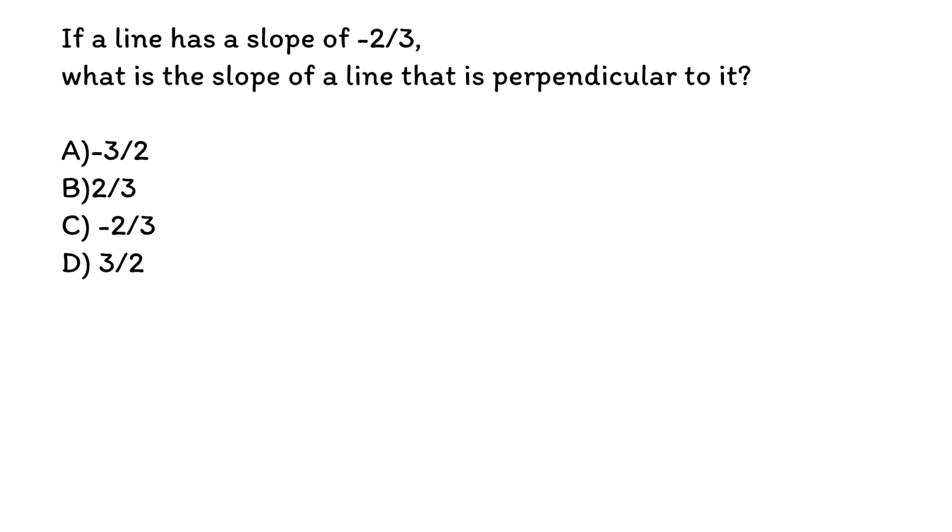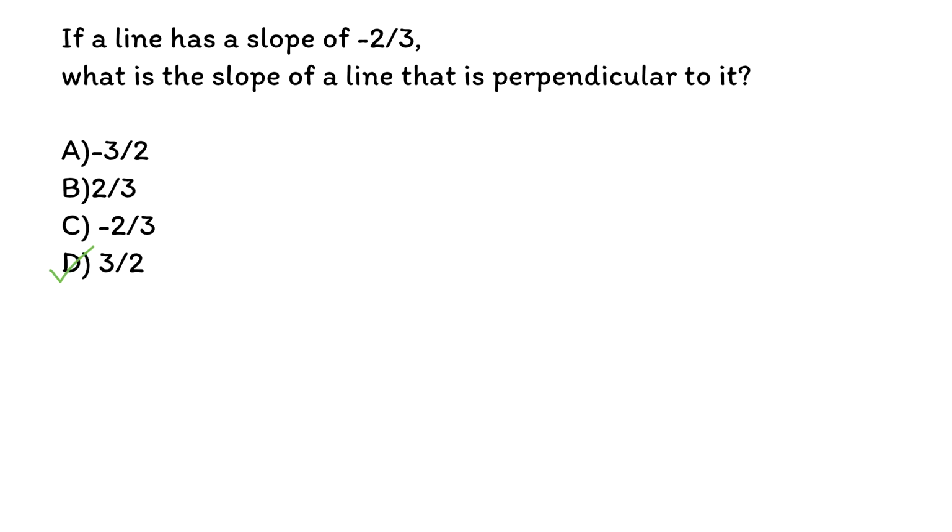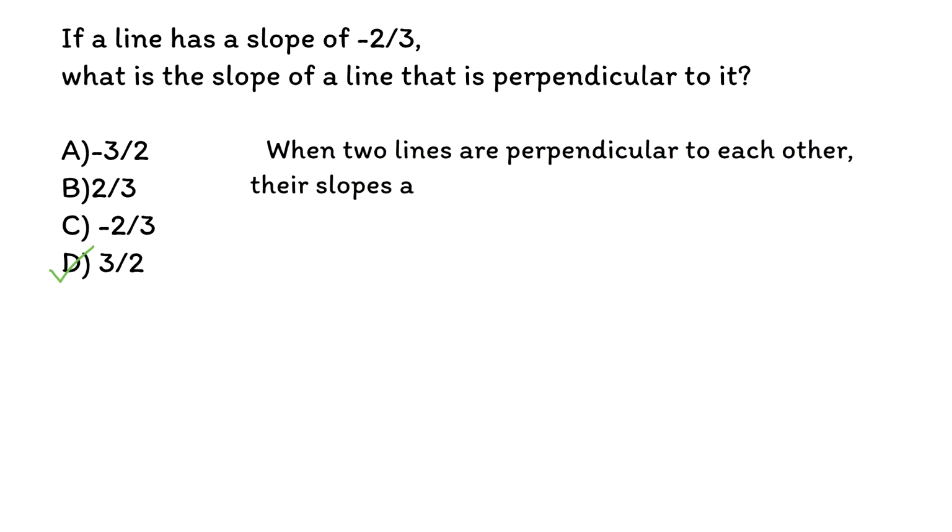If a line has a slope of -2/3, what is the slope of a line that is perpendicular to it? A. -3/2. B. 2/3. C. -2/3. D. 3/2. The correct answer is D, 3/2. When two lines are perpendicular to each other, their slopes are negative reciprocals of each other.